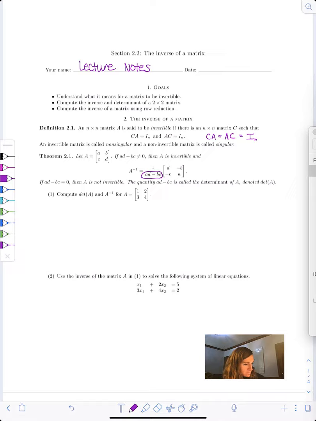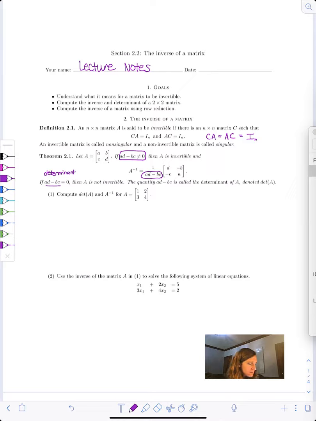Essentially this number AD minus BC tells you whether your matrix is invertible. One way to remember this: if you try to use this formula and you get 1 over 0, then you know that's a problem because we can't divide by 0. That will remind you that this formula only works if this quantity right here is not 0. And this quantity, by the way, is called the determinant. We'll talk more about determinants in chapter 3.